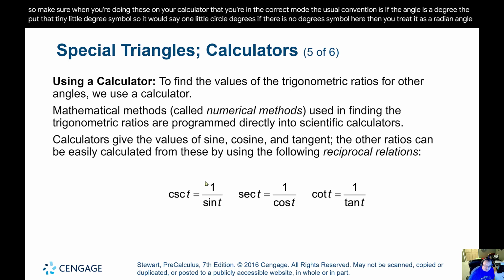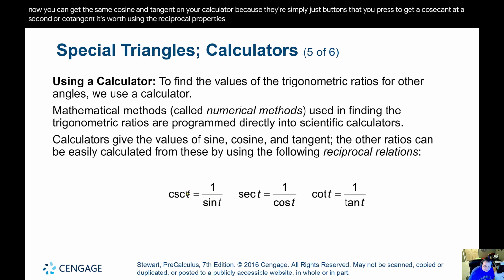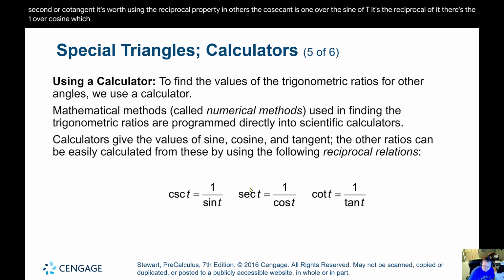Now you can get the sine, cosine and tangent on your calculator because they're simply buttons that you press. To get a cosecant or a secant or a cotangent, it's worth using the reciprocal property. In other words, the cosecant is 1 over the sine of t. It's the reciprocal of it. There's the 1 over cosine, which gives you a secant, and a 1 over tan, which gives you a cotangent.